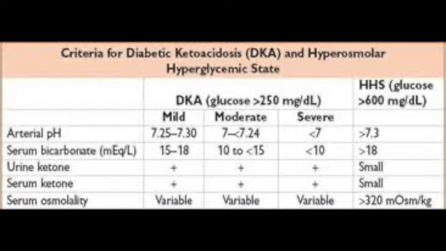So to compare lab values of HHS and DKA: for plasma glucose, HHS is over 600 and DKA over 250. The arterial pH in HHS will be over 7.3, and in DKA it will be under 7.3: mild DKA under 7.3, moderate 7.0 to 7.24, and severe under 7.0. Bicarb will be over 15 in HHS; in DKA, 15 to 18 for mild, 10 to under 15 for moderate, and severe DKA under 10. Ketones are small to none in HHS, and they'll be positive in DKA, and the serum osmolarity will be over 320 in HHS and variable in DKA.